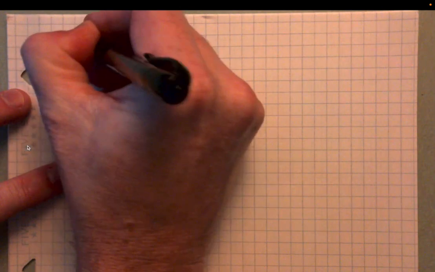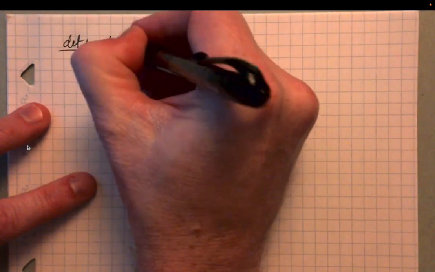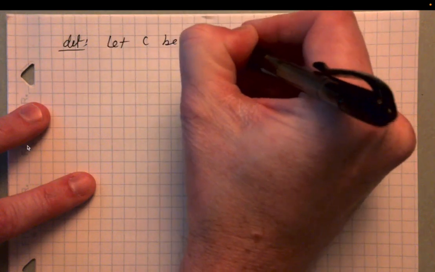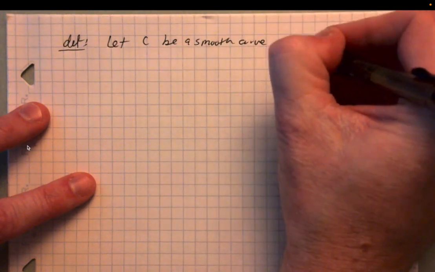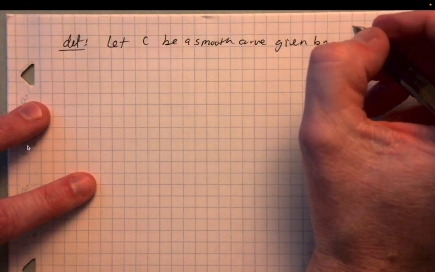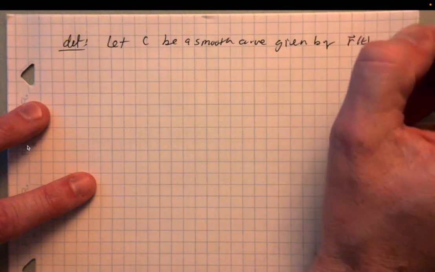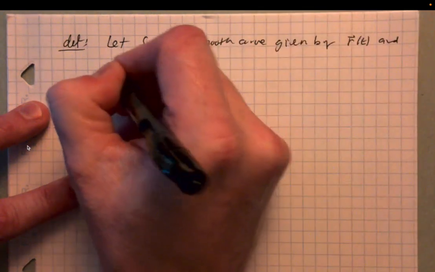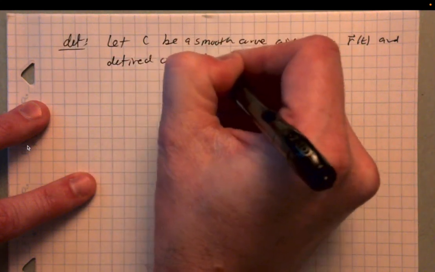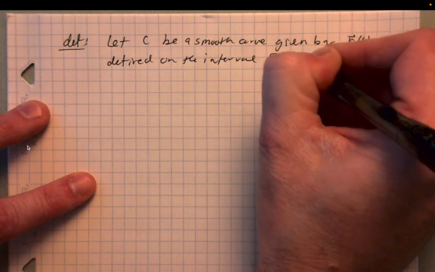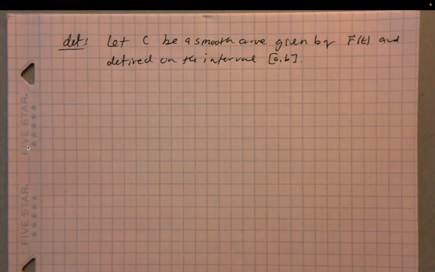So in the case where we do want the parameter to be something like arc length, how does it work? Well, let's define this. So we'll let C be a smooth curve given by r of t, some vector valued function, and defined on the interval a, b. Okay. So we've got this typical sort of intro statement. We've got C is a smooth curve, given by some vector valued function and defined on some closed interval a, b.